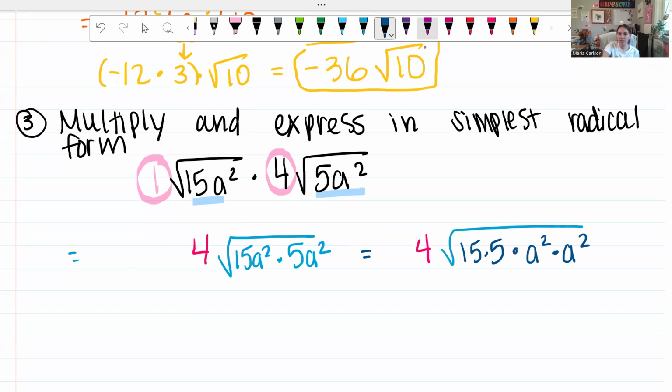And this is the same thing as 4 times the square root of 15 times 5 is 75. And a squared times a squared, well, that is 2 plus 2, or 4 a's being multiplied all together. So now my goal is to simplify this 4 square root of 75, a to the 4th power.